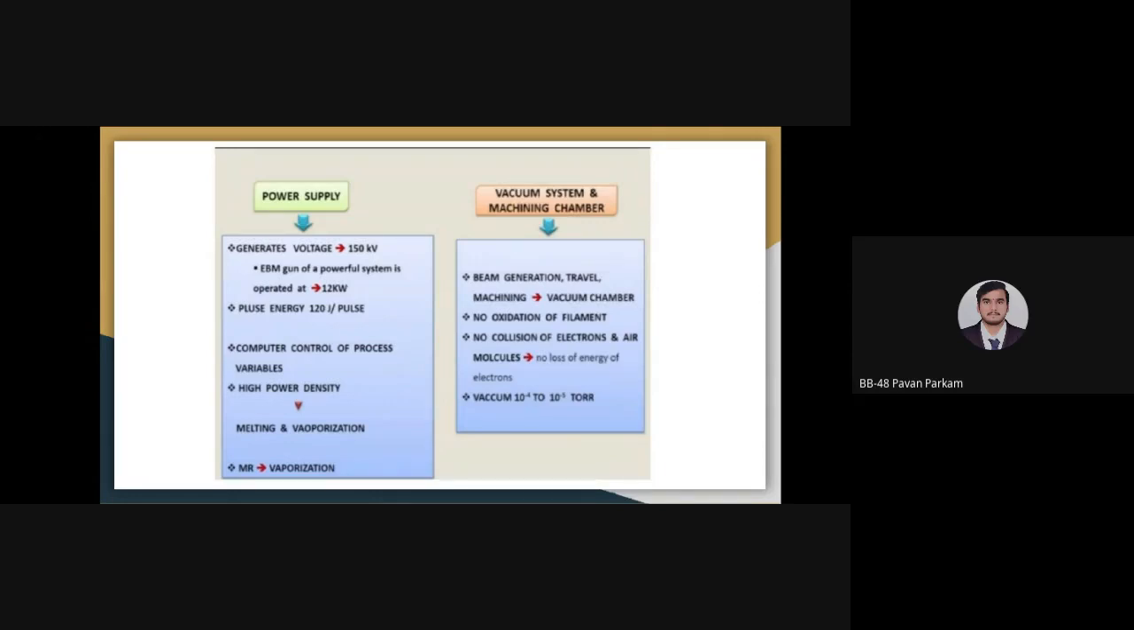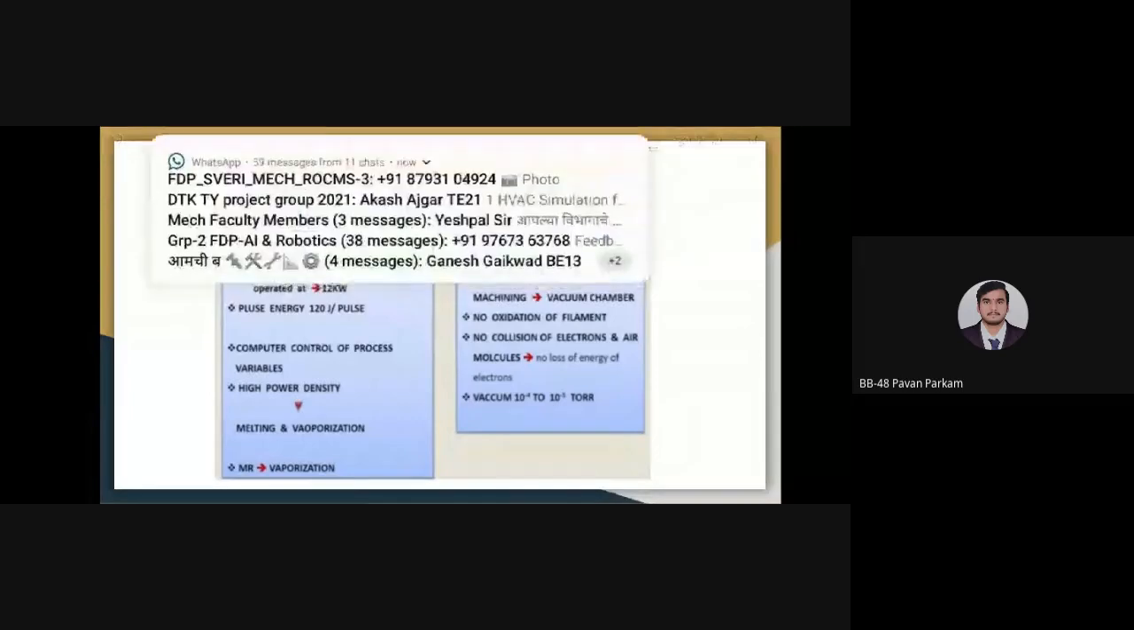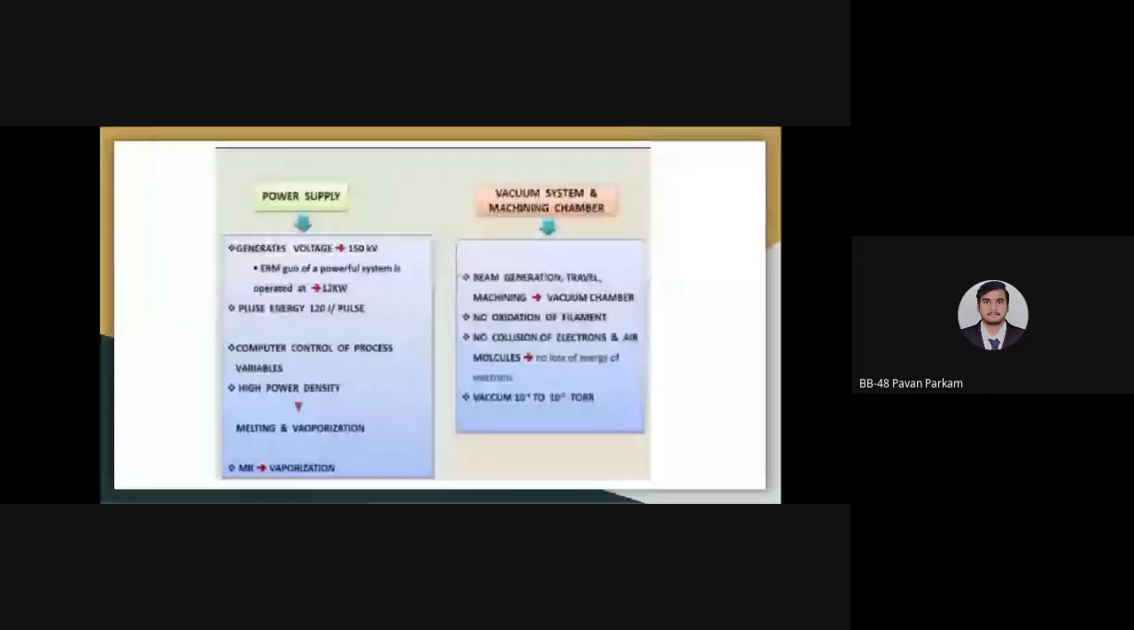Due to that high power density of the electron beam, which is required to melt or vaporize the workpiece metal, it gives a high metal removal rate. As a huge amount of energy is generated by the collision of these electrons, the metal is machined mostly by the vaporization of the metal. Please remember this one.